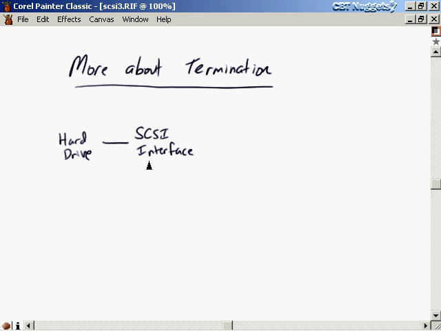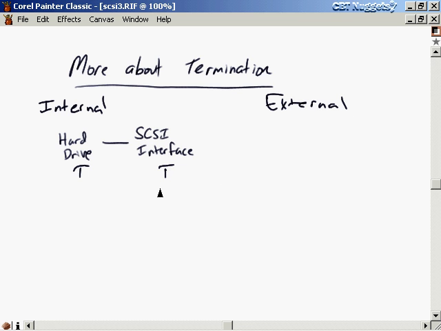Okay, so our SCSI interface here, here's like the simplest picture we could have. We've got our SCSI interface and we've got our hard drive. Now the SCSI interface is actually a device on the SCSI chain, so you have to terminate this as well as the hard drive. Both ends of the chain are terminated in this example. So let's say that stuff on this side of our picture here is internal devices, like inside the case of the computer, and stuff over here are external devices.